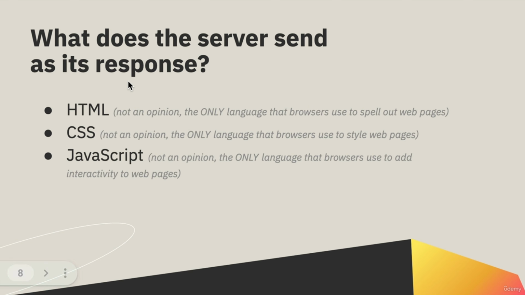The only thing I want to focus on this slide is that these 3 languages are not opinions. It's not an option. HTML is the only language that web browsers, like Google Chrome, use to spell out the content on a web page. CSS is the only language that web browsers in general use to style or decorate or design the web page. And then JavaScript is the only language that web browsers use to add interactivity or logic.